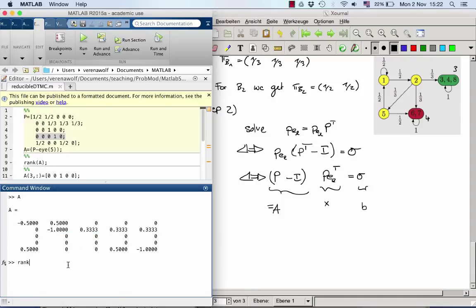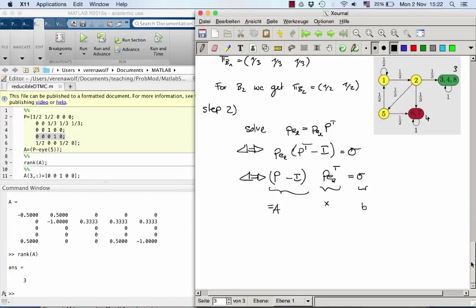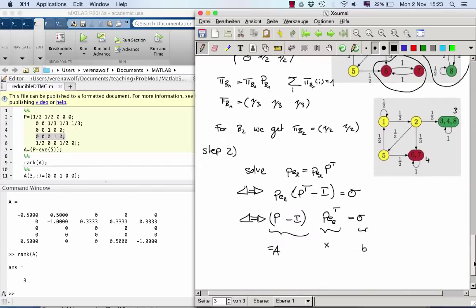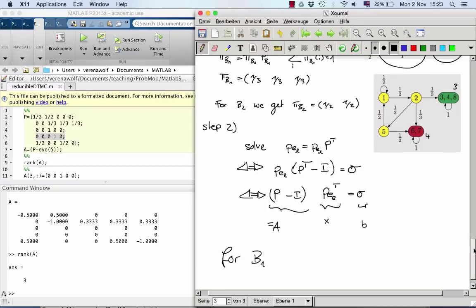Of course, then the rank of A is just 3, which means we don't have enough information to determine the vector X here. However, there are these 2 conditions here that we want to incorporate, and we will do it exactly in these 2 rows. We'll use these 2 rows to incorporate the condition that the vector is 1 if you are already in the BSCC that you're considering, and 0 if you are in the other one. So now it really depends on whether we consider the first BSCC or the second one. Let's consider B1, the green one.